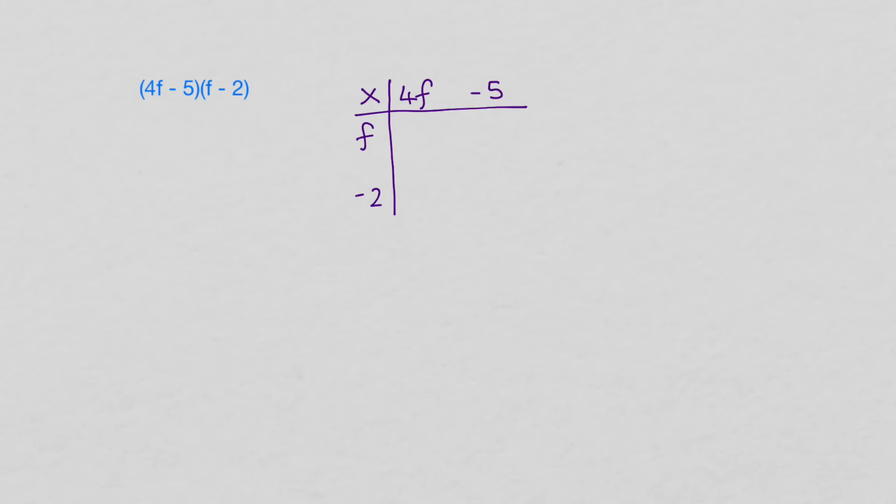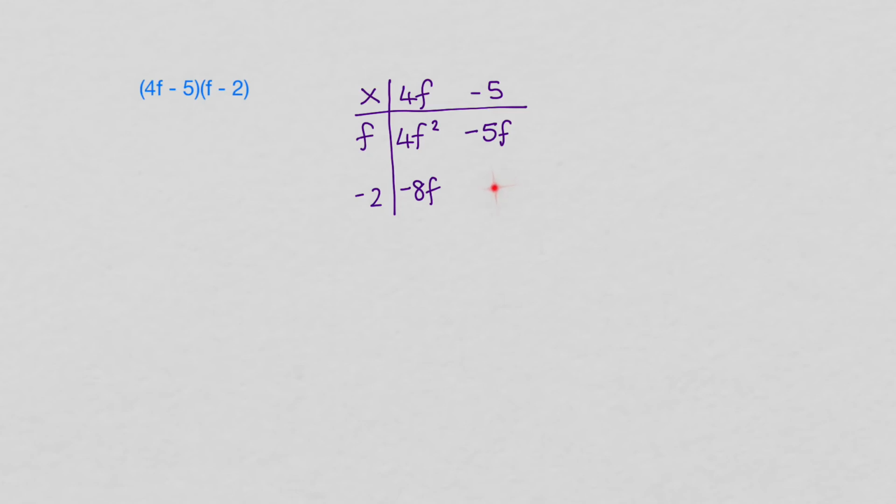Okay, so first space then, we've got 4f times f. So that gives us 4f squared. In this space, we've got negative 5 times f. So 5 times f is 5f. And we've got a negative times a positive. Signs don't match, so it's negative. In this space here, we've got 4f times negative 2. So 4f times 2 would be 8f. And a positive times a negative, signs don't match, so it's negative.